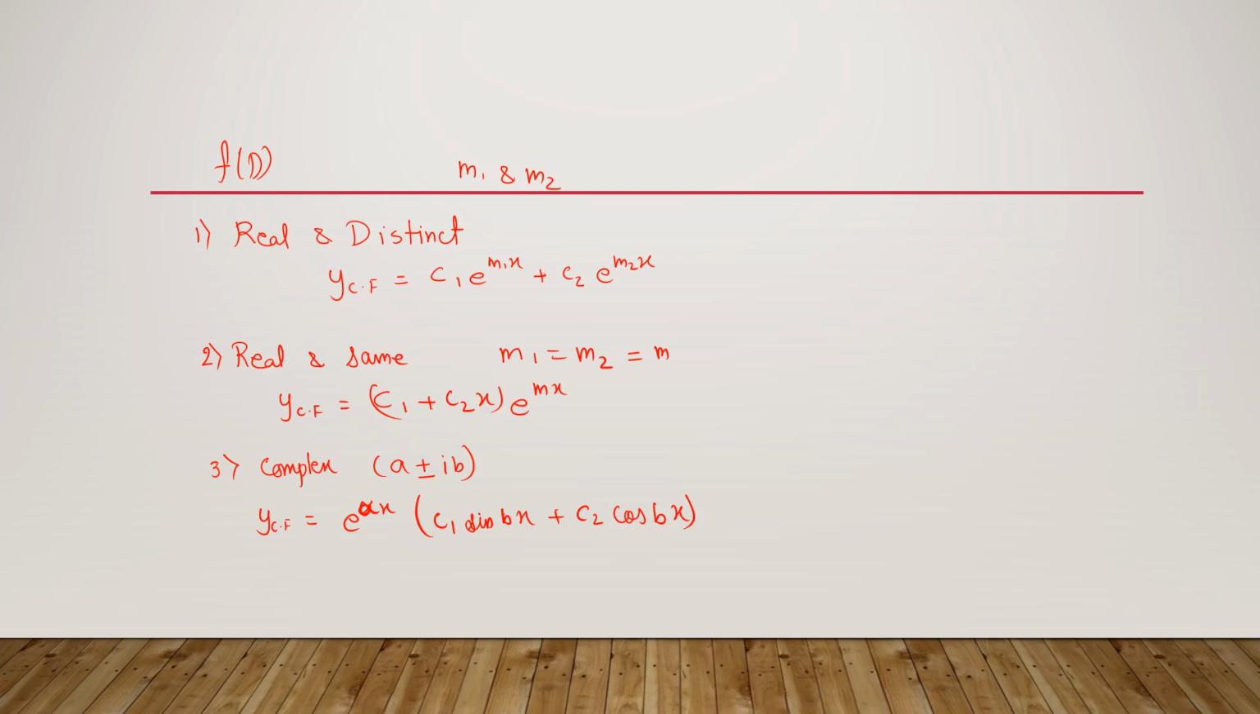So depending on the type of roots which we have obtained, we will get different types of solution. If the roots are real and distinct, then we will obtain this kind of solution. If the roots are real but both the roots are equal, then the solution will be something like this. And if the roots are complex, then we will find the solution as something like this.